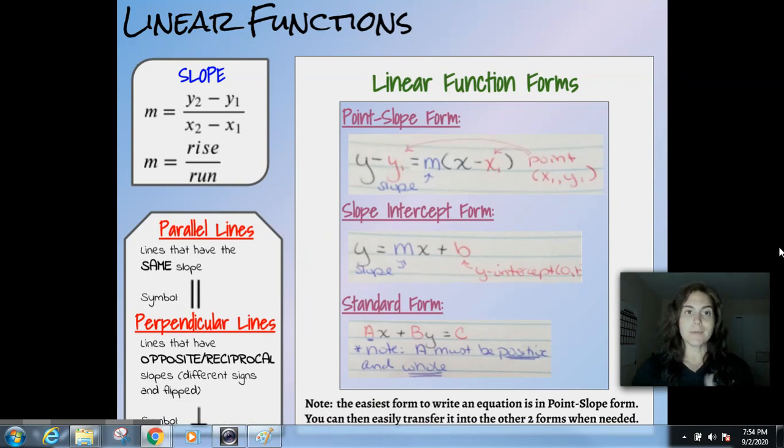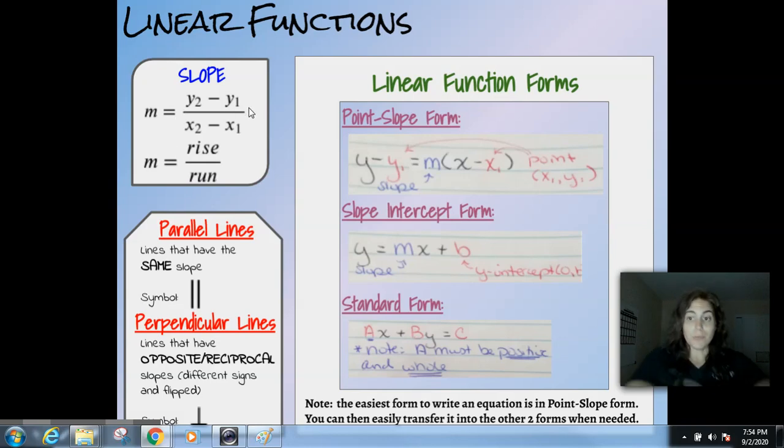Okay, so today we're going to take a look at refreshing our knowledge on linear functions. So on this screen is some stuff you should have learned in Algebra 1, and it might be a while, so we're going to go over it real fast. The first thing is our slope.